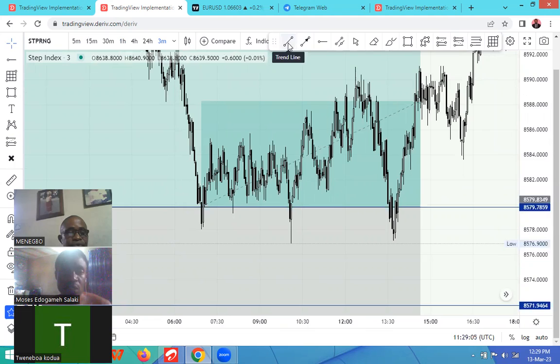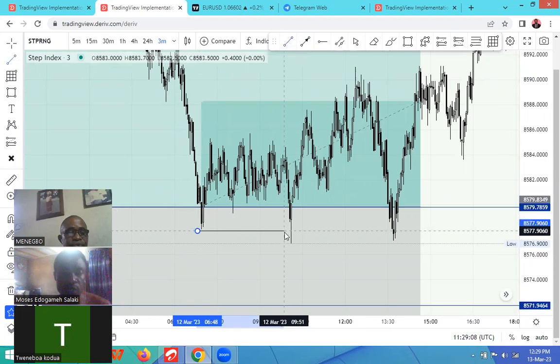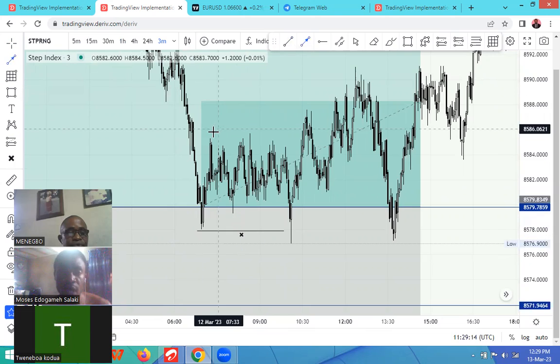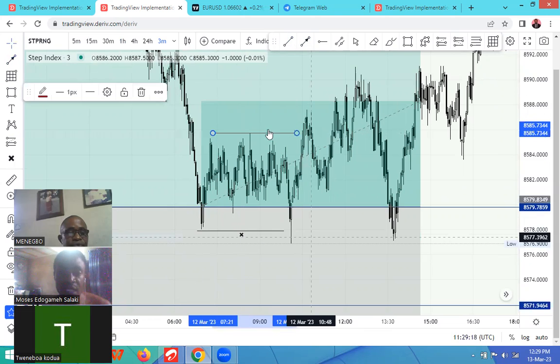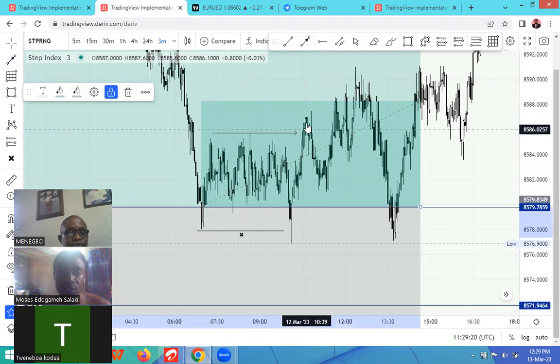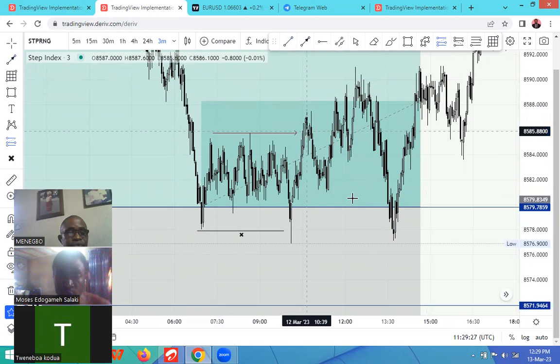There was all of this choppiness, and price came, cleared liquidity, and broke above. That's break of structure. Price cleared liquidity, broke above. This broke above. So what would you have done? Just come and play either you play the open or you play all of this liquidity.